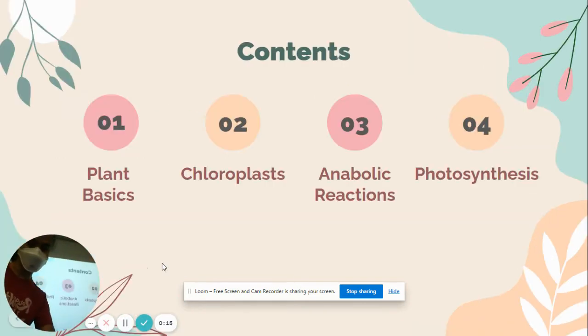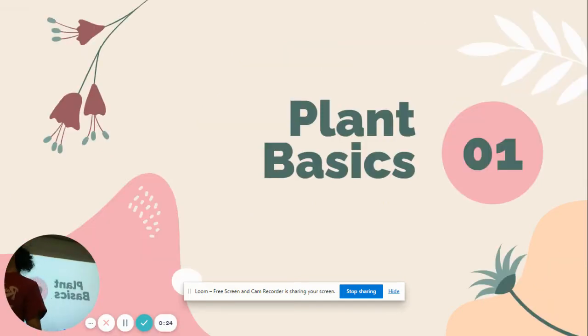What is going on? Oh, okay. Okay, so we have 4 sections. I'm sure you can read, so here are the sections. No, okay. No, too bad, I refuse.